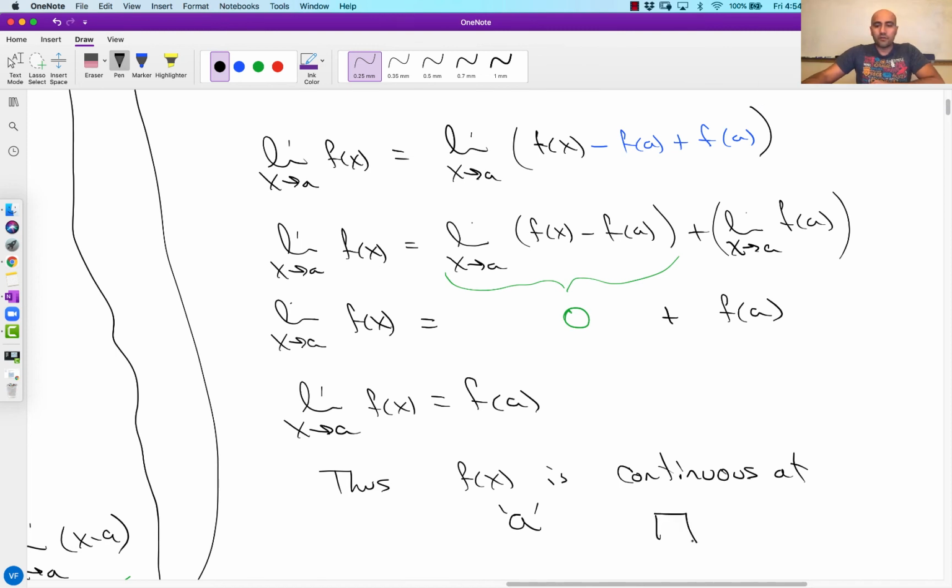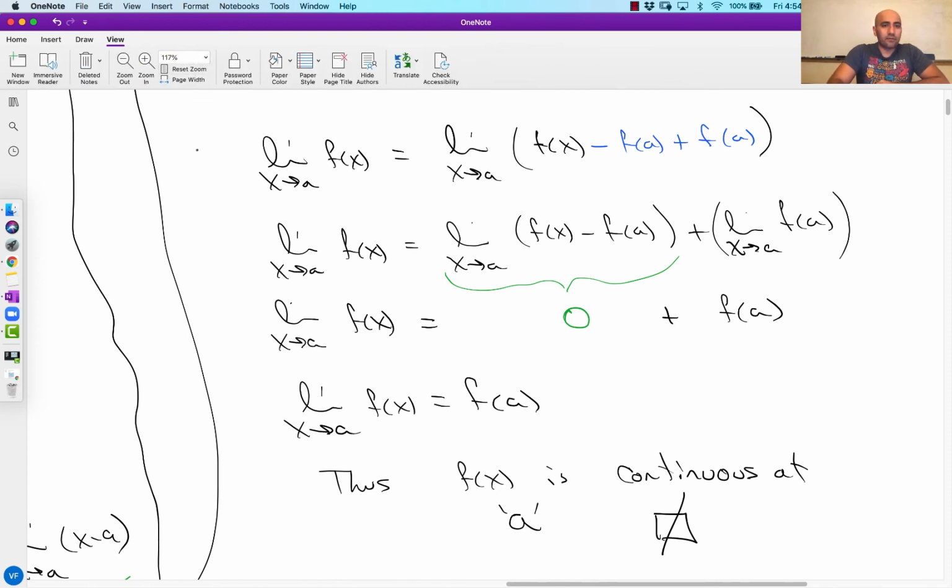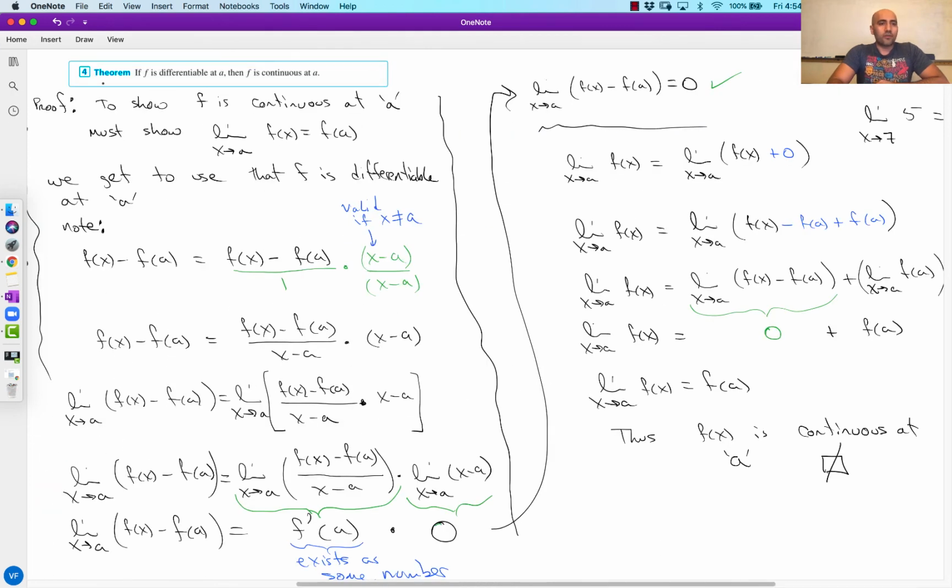It's customary to do a little box with a little slash when you're done with the proof. All right, let's zoom out here and take a look at the whole thing. So the theorem was, if f is differentiable at a, then f is continuous at a. So here a is some constant value.